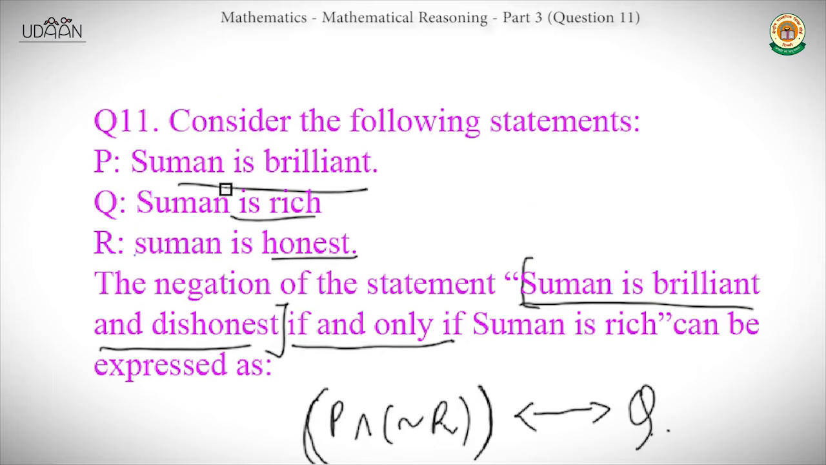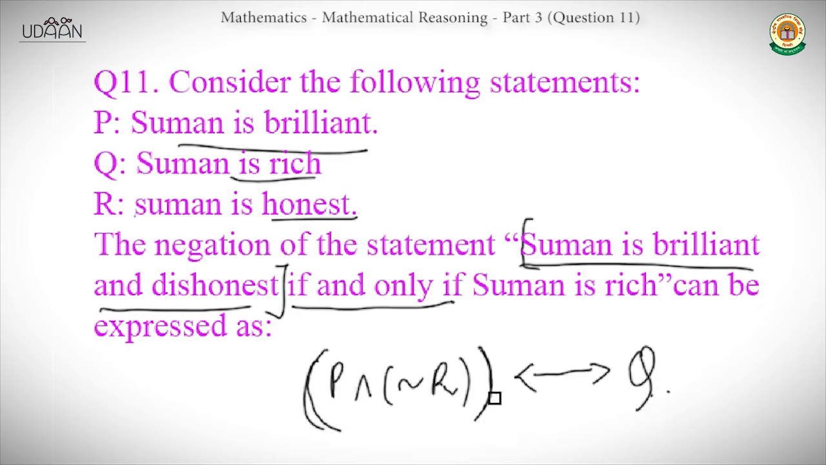Consider the following statement: Suman is brilliant and dishonest if and only if Suman is rich, can be expressed as what? Why is it not complete? It is not complete because we do need to take the negation of the statement. You have a negation over here. Do not forget to take the negation. Since I fell for it, I would expect half the people to fall for it.